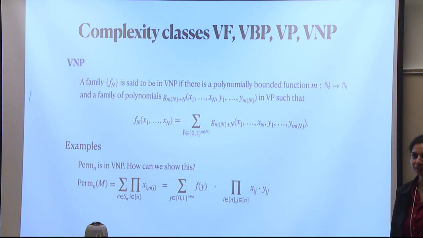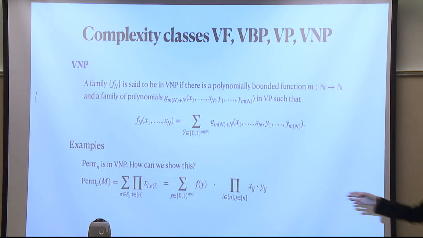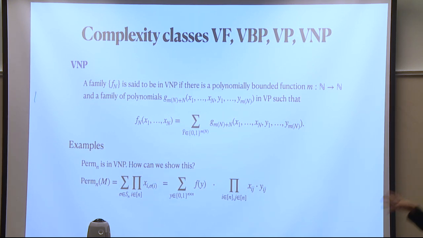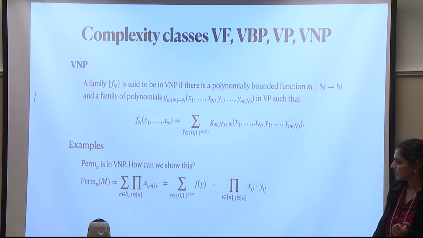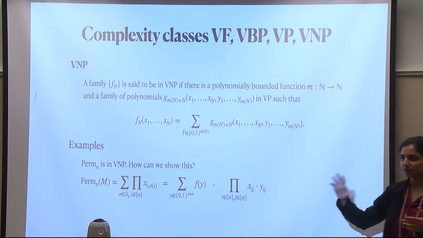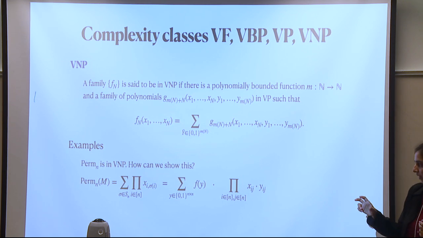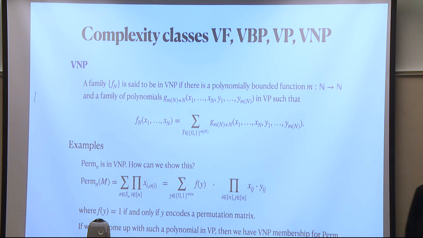For example, let's look at an example of the permanent. I had written down what the permanent looks like over here from the previous slide. Imagine that I was able to write the permanent in the following way. I come up with a polynomial only on y variables followed by this kind of a dot product with xi xj. The polynomial f of y has the property that it evaluates to 1 over 0, 1 inputs if and only if y is a permutation matrix.